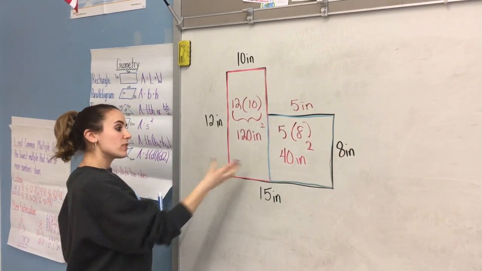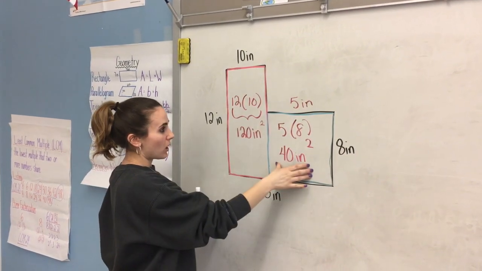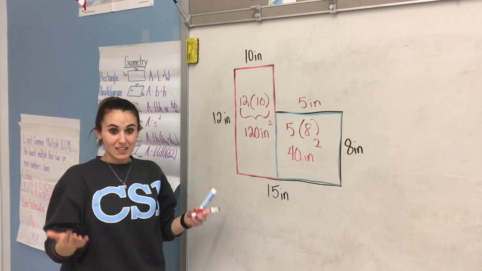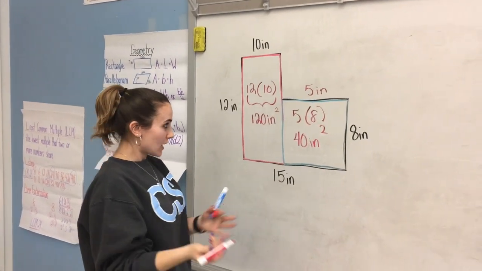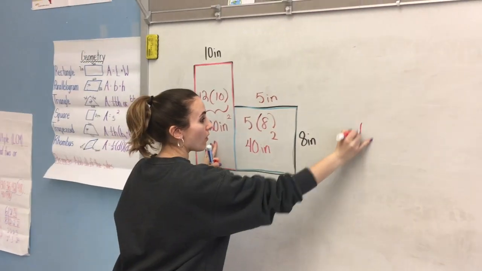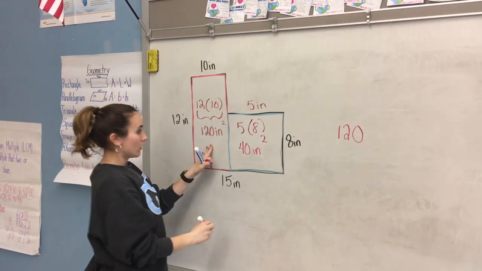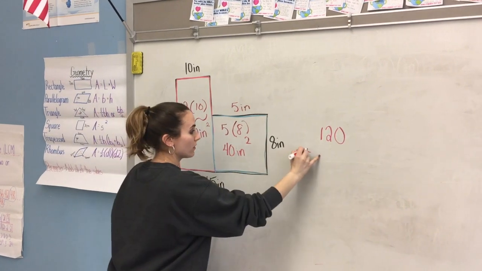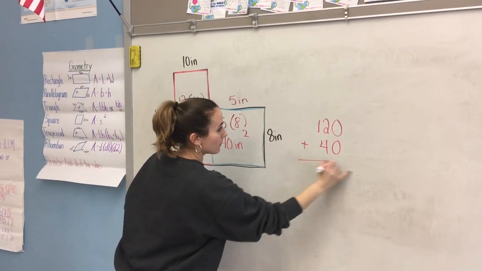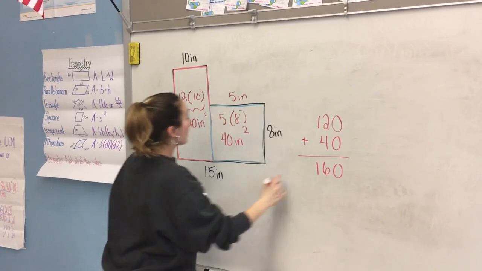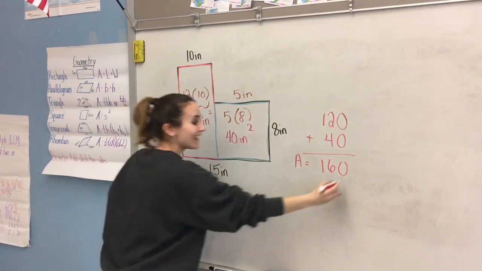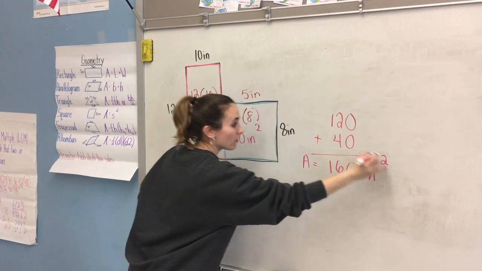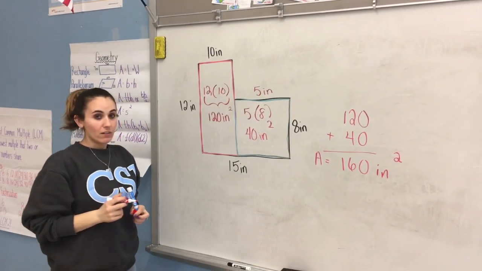Now I have the area of this part, I have the area of this part, but I need the area of the whole thing together. So I think you can figure out what we have to do next, but in case you can't, I have to take the area of one part and the area of another and add them together. And the area of this irregular polygon is 160 inches squared. And that is my area.